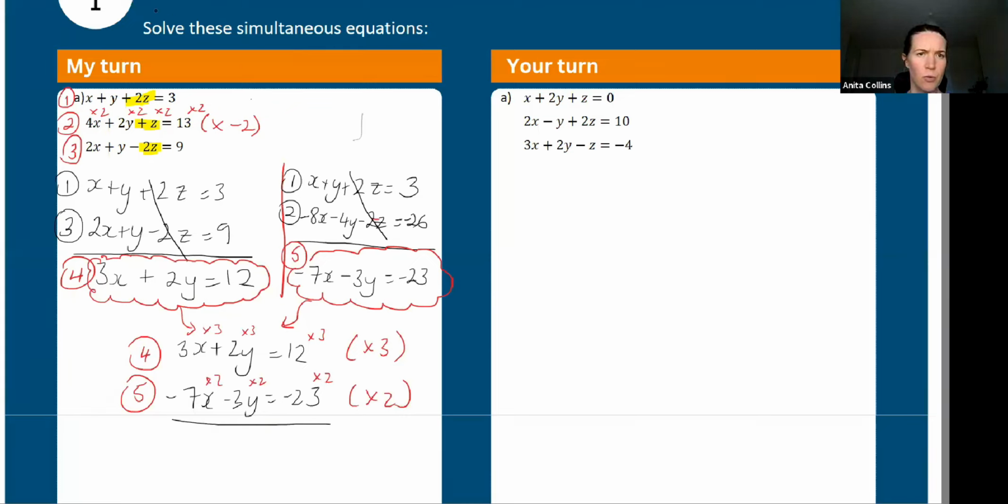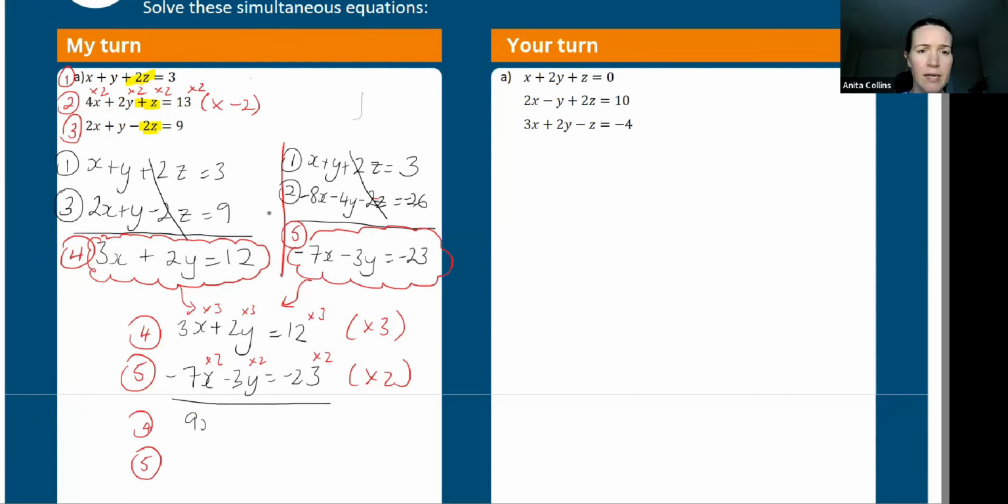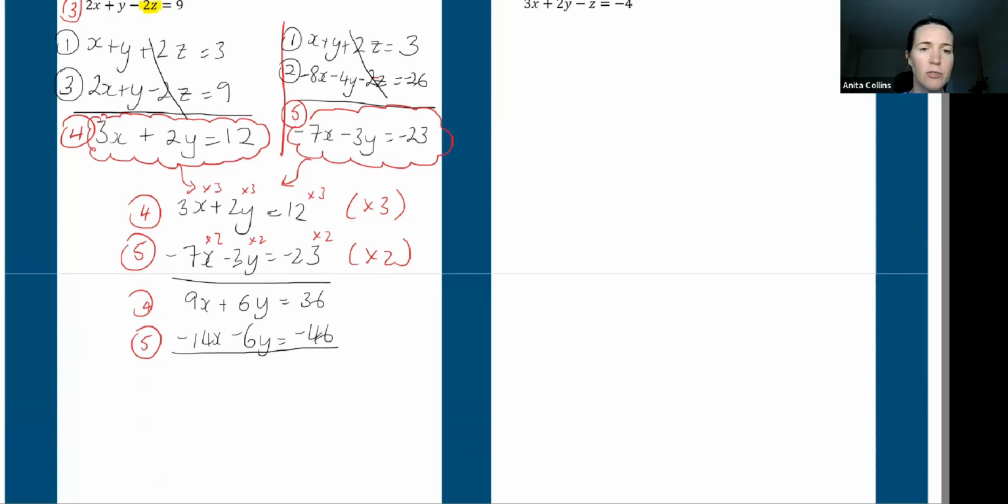All right, so I need equations 4 and 5 again. 3x times 3 is 9x plus 3 times 2y is 6y. 12 threes is 36. Negative 7 times 2x, negative 14x. Negative 3 times 2, negative 6y. Negative 23 times 2, negative 46. Okay, my y terms are good to go. 6y minus 6y is gone. 9x take 14x is negative 5x. 36 minus 46 is minus 10.